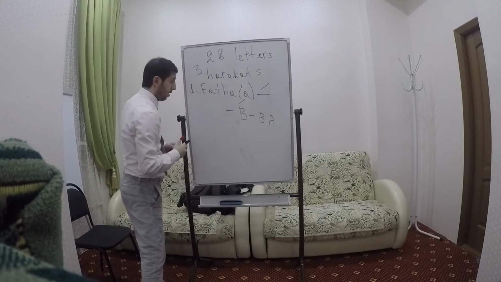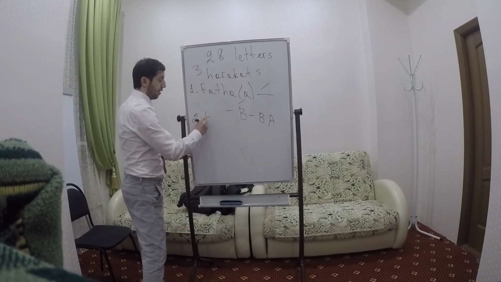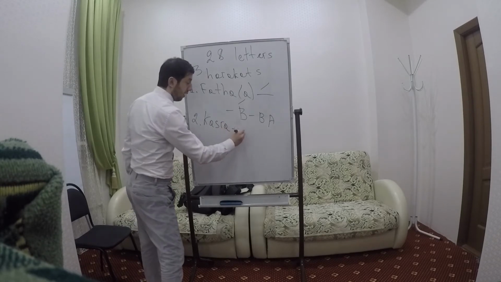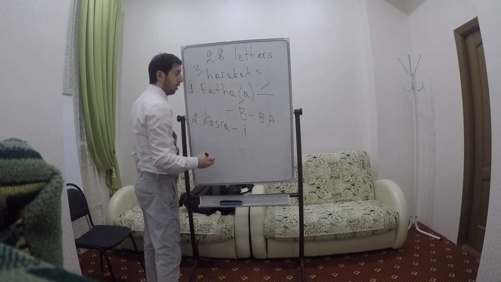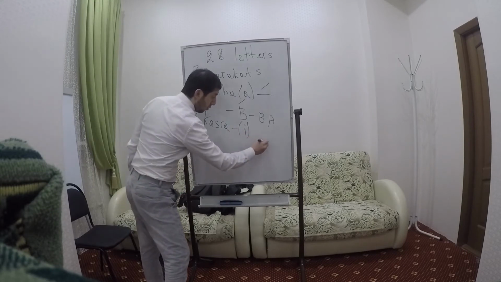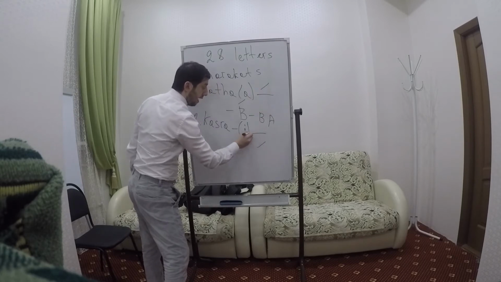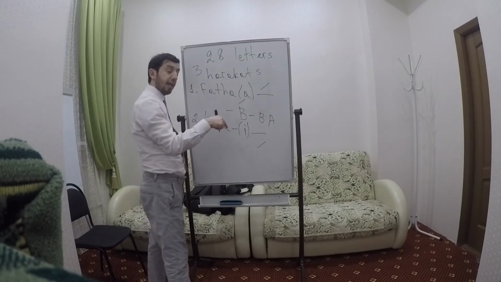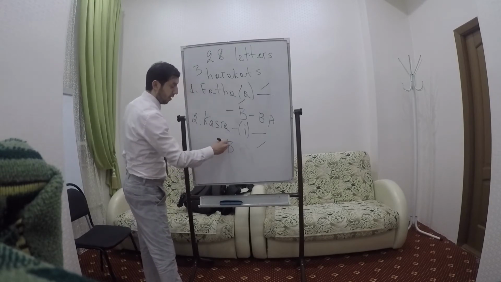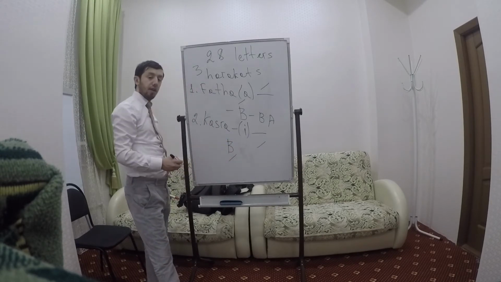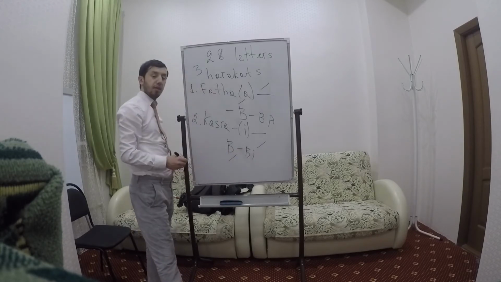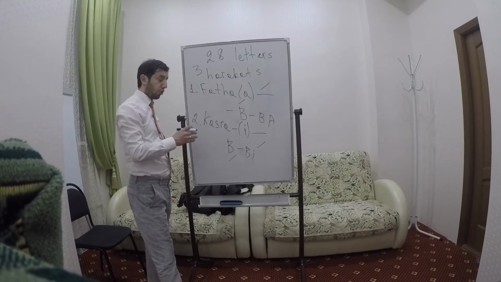The second is kasra. It means e, a short e. So it's the same sign, but we need to put it under the letter. So if I put kasra under B, it will be be. Short be.